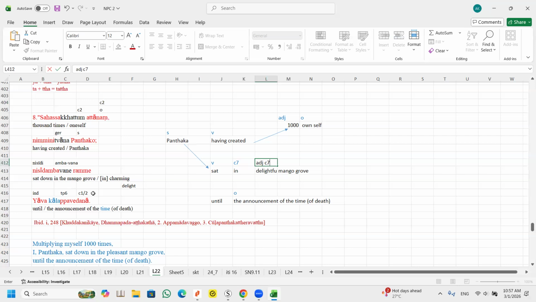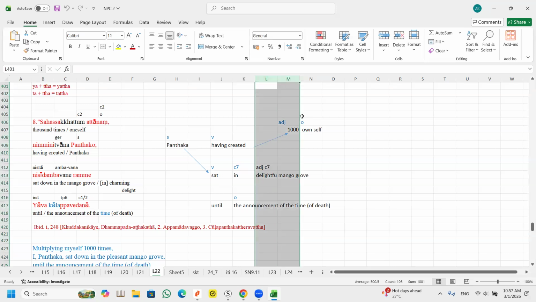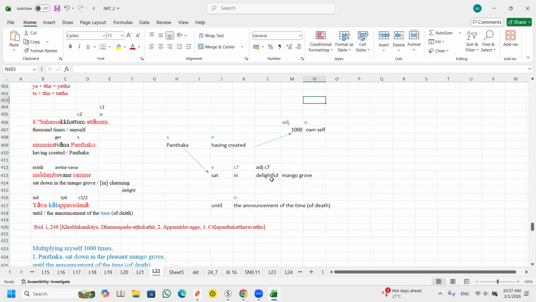Adjective. So I'm going to use "delightful mango grove." Can you see? Okay. So this is an adjective to this, because the "in" is already here. So I put it in front here. So this is "delightful mango grove." Mango is an adjective to the word grove. Grove should be the object. You take away the "in," that means this is an object. All right. "Set in a delightful mango grove."